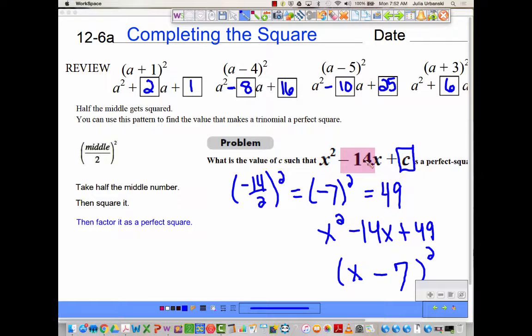The 49 went right here. We replaced the C. So it's x squared minus 14x and then plus 49. So you can say that negative 7 doubled is negative 14 and negative 7 squared is positive 49. It comes from both of those things.